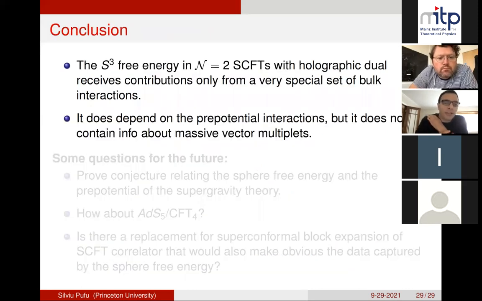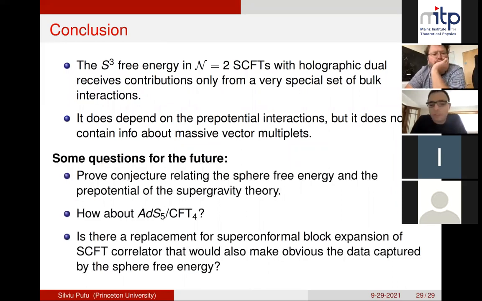So, conclusion: the S3 free energy in N=2 theories with holographic duals receives contributions only from a very special set of bulk interactions. In particular, the sphere free energy does depend on the prepotential interactions, but does not contain information about massive vector multiplets.